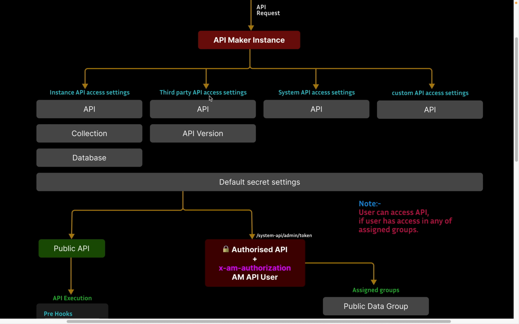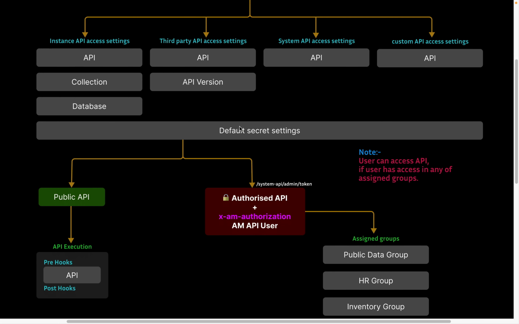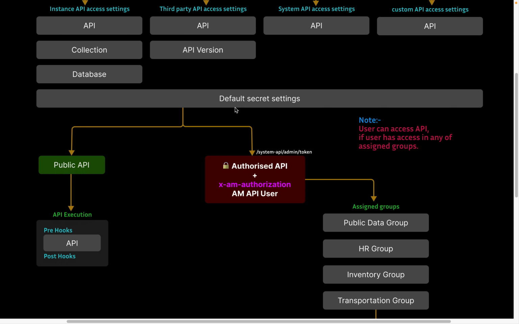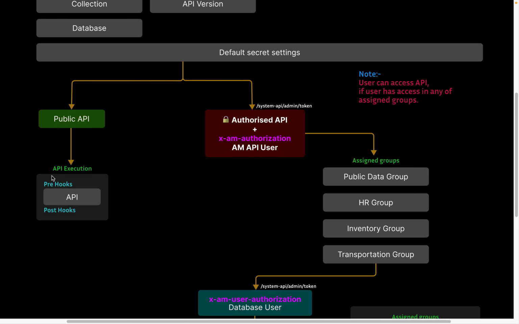Same as for third party, we can provide those authorization related settings on API level or API version level. For system API and custom API, we can provide on API level. Now once settings are received, based on those settings, API Maker can decide that this API is a public API or it is an authorized API. If the API is a public API, then it will simply execute the API with pre-hooks, API and after that post hooks, and it will return response to the user.